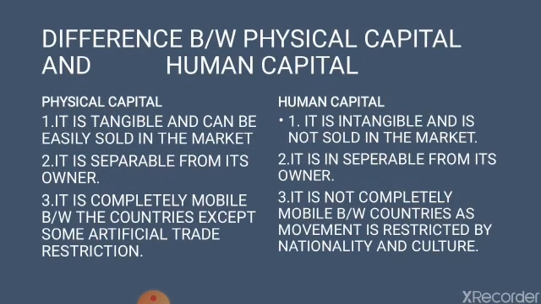डिफरेंस बिटवीन फिजिकल कैपिटल एंड ह्यूमन कैपिटल। Physical capital is tangible and can be easily sold in the market. Human capital is intangible and is not sold in the market. Physical capital is separable from its owner. Human capital is inseparable from its owner. Physical capital is completely mobile between countries except for some artificial trade restrictions. Human capital is not completely mobile between countries as movement is restricted by nationality and culture.